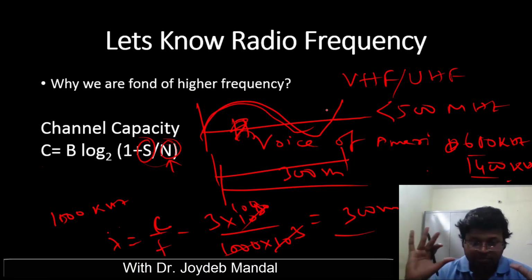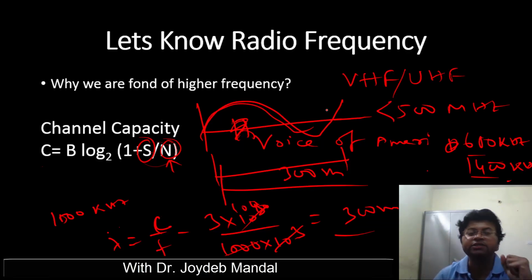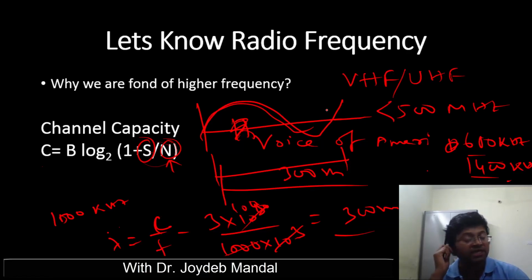So this is all about the frequency, and why we are going for the high frequency. Two reasons are there. First is antenna miniaturization, and another is channel capacity, to increase the data rate.